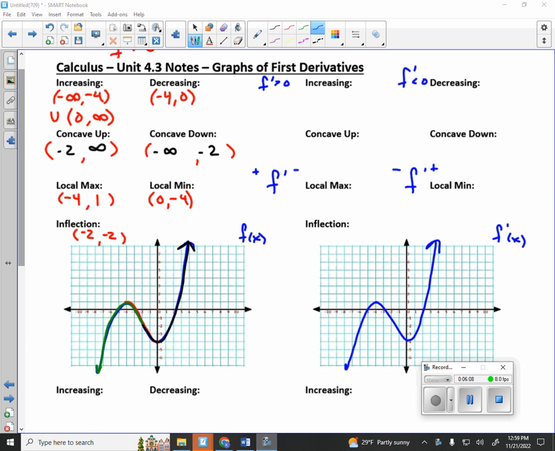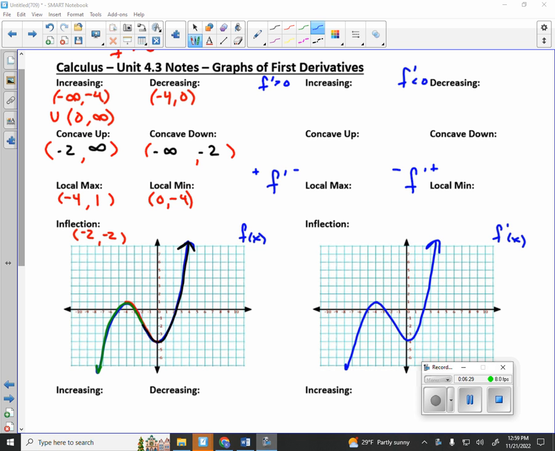What I need you to be able to do on the test is take a first derivative and identify increasing and decreasing, and be able to identify local max and local min from those. Those are our first derivative tests. So when the first derivative is greater than 0, it's increasing.